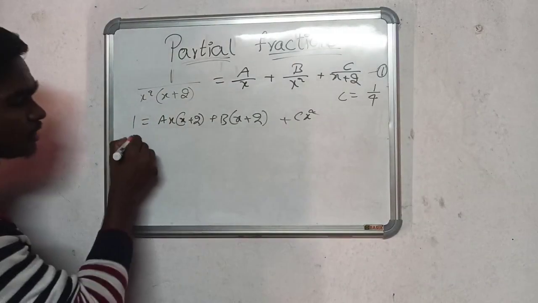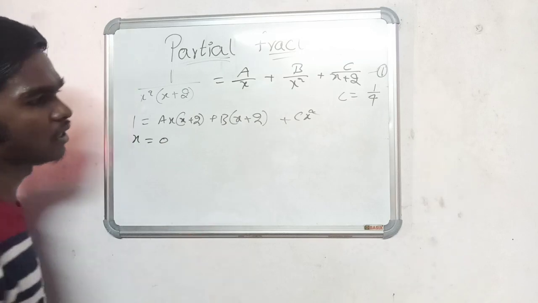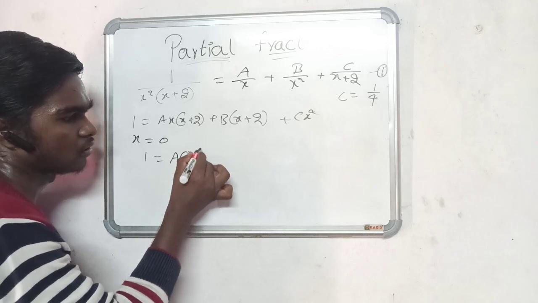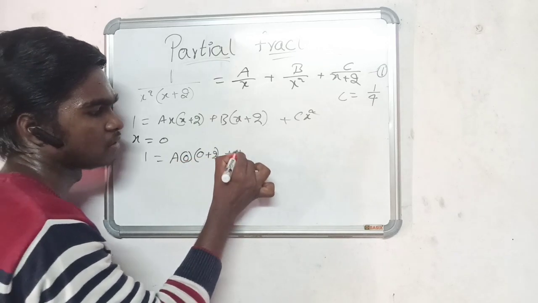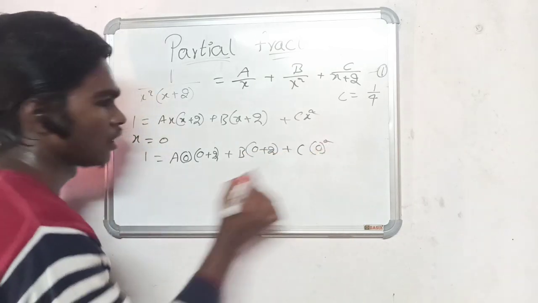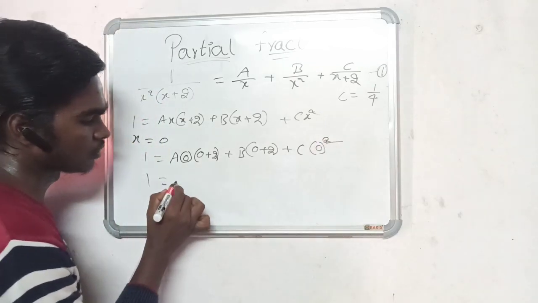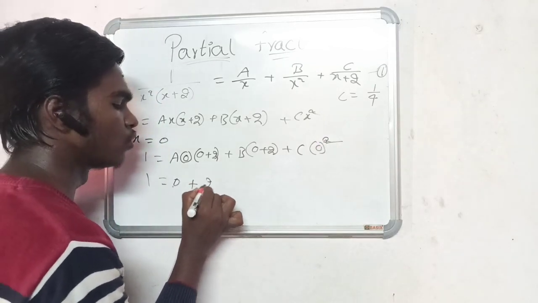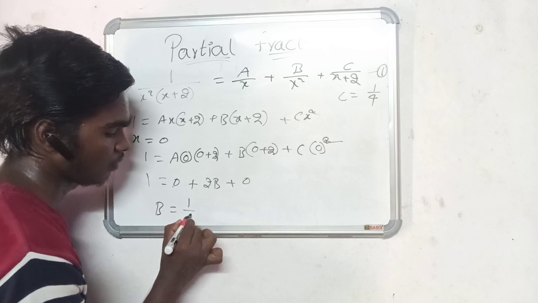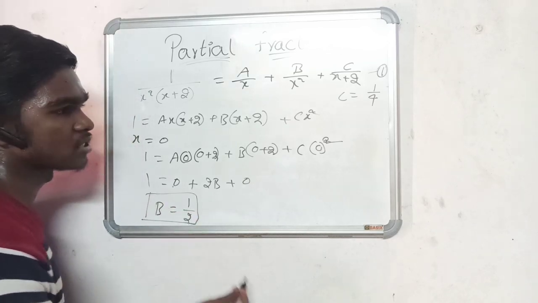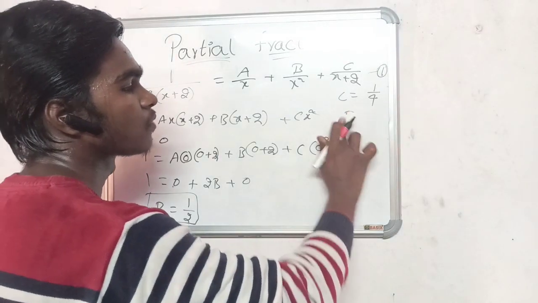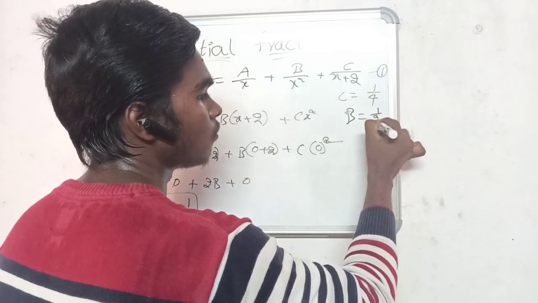Now keep the x value as 0. Then c will be 0. Now 1 is equal to a into 0 plus 0 plus 2 plus b into 0 plus 2 plus c into 0 square. Now 1 is equal to a value will be 0, plus 2b, plus c value will be 0. Now b is equal to 1 by 2. Keep this in another box and carry the b value till the end of the problem. So b is equal to 1 by 2.